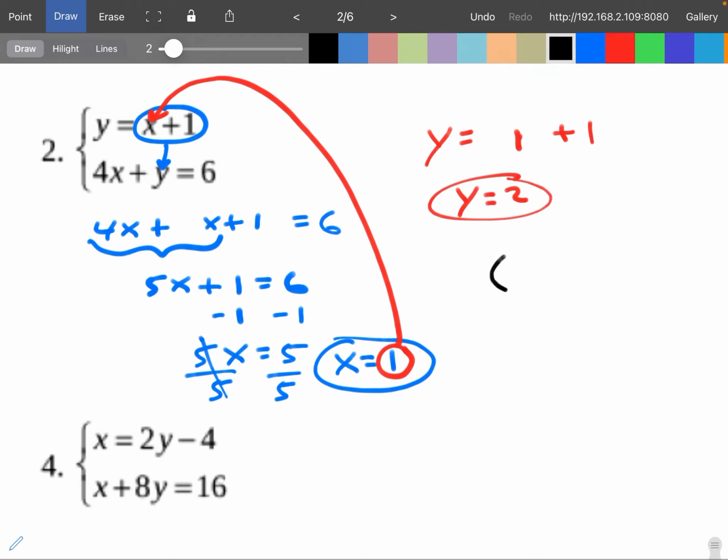And again, I don't really need to put those parentheses around that 1. I was just trying to show you what I was substituting in. So I could take those parentheses out of there.